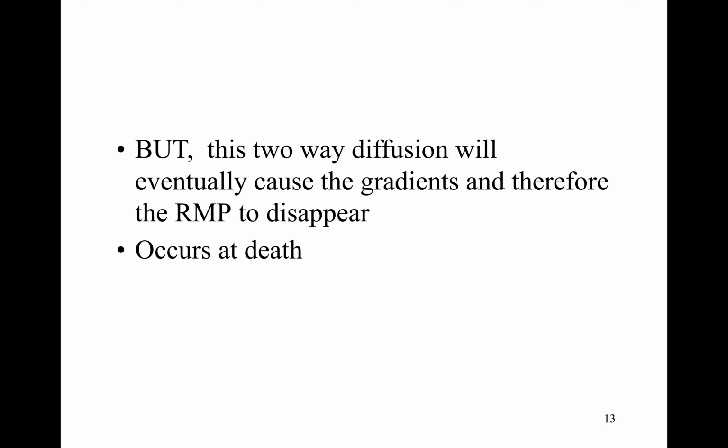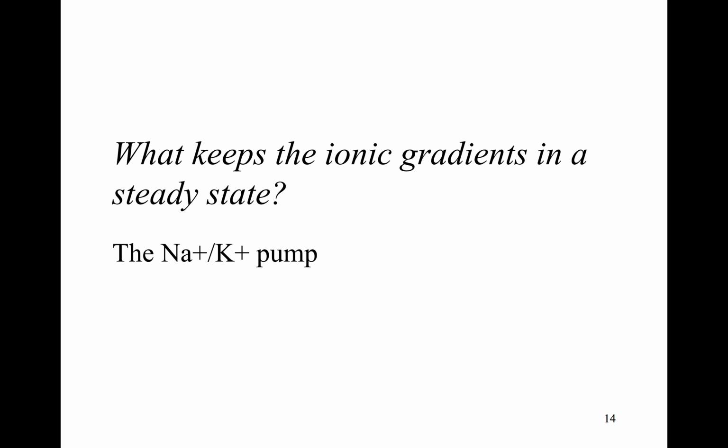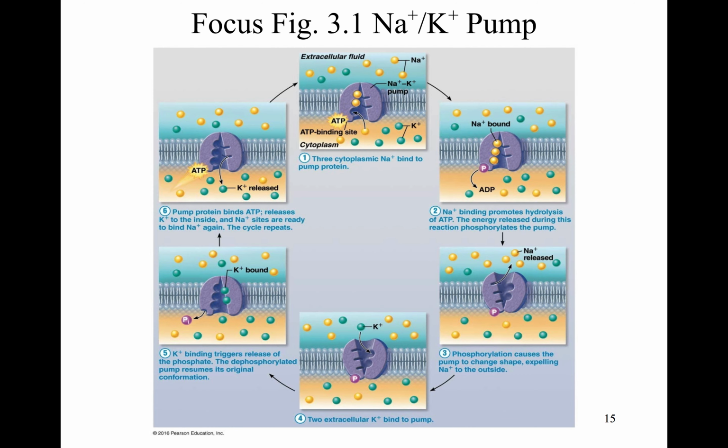So this is part of what happens at death, is that your neurons are no longer going to function because we no longer have the difference in concentration across that plasma membrane for sodium and potassium. So what's going to keep those ionic gradients in a steady state? So in other words, how am I going to keep potassium high inside of the cell and keep sodium high outside of the cell? The sodium-potassium pump is going to be our key player for keeping those ionic gradients in a steady state.